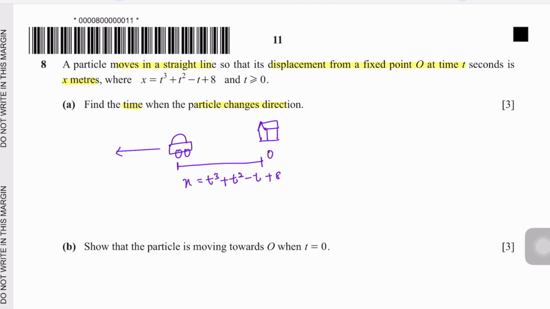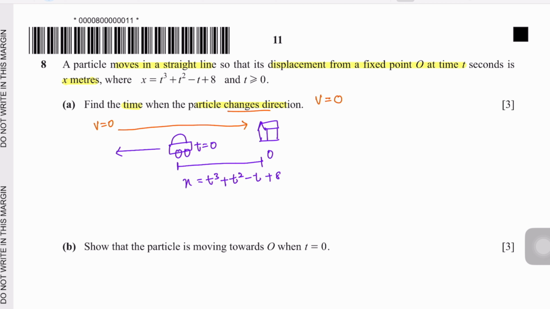So imagine that this car, after traveling some time, forgot something at home and changed direction back to O. Whenever something changes direction, the velocity will stop, where the velocity will be equal to 0. Because when the car needs to change direction, it will stop for a moment and only then can it change direction. So v will be 0.